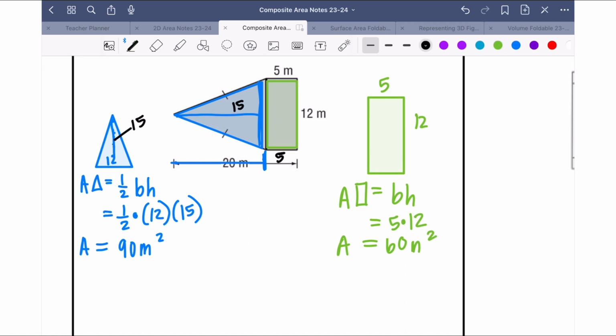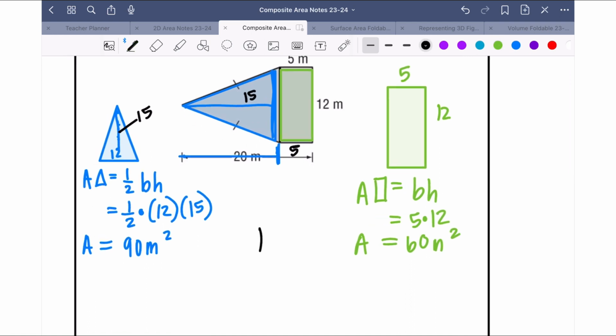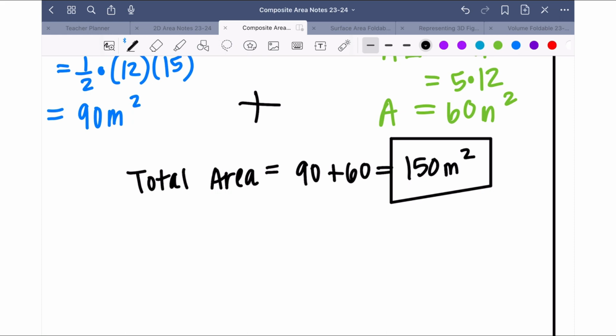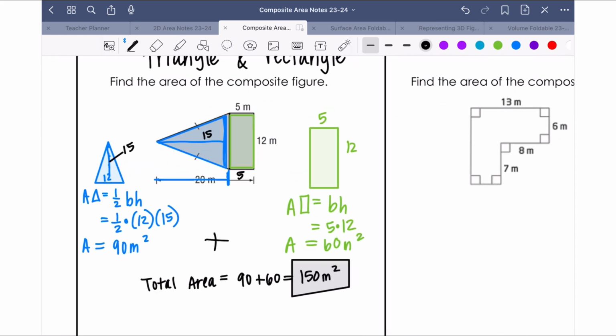And now the only thing we have to do is add it. 90 and 60 together. So total area is 90 plus 60, which is 150. 150 meters squared. Okay, so that entire shape is 150 meters squared together.